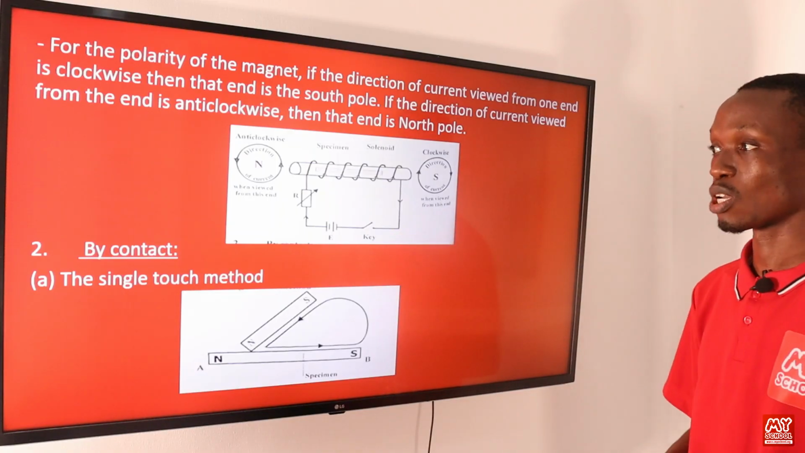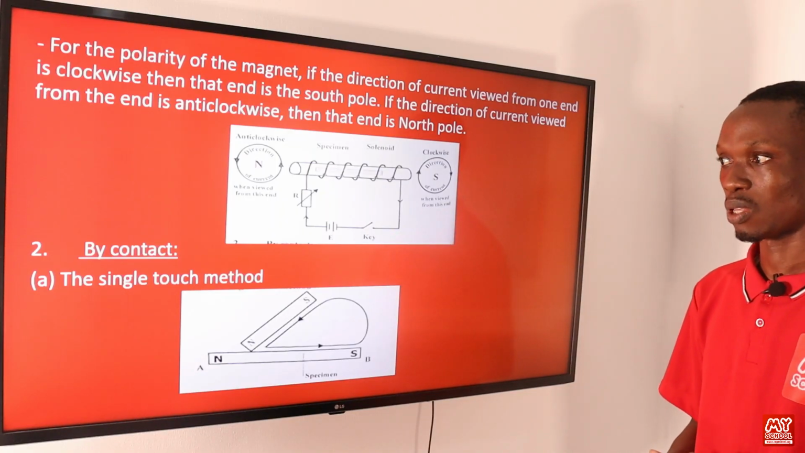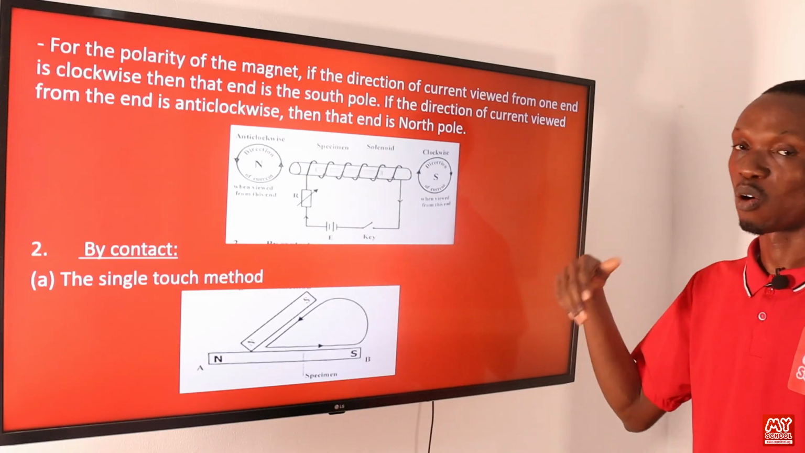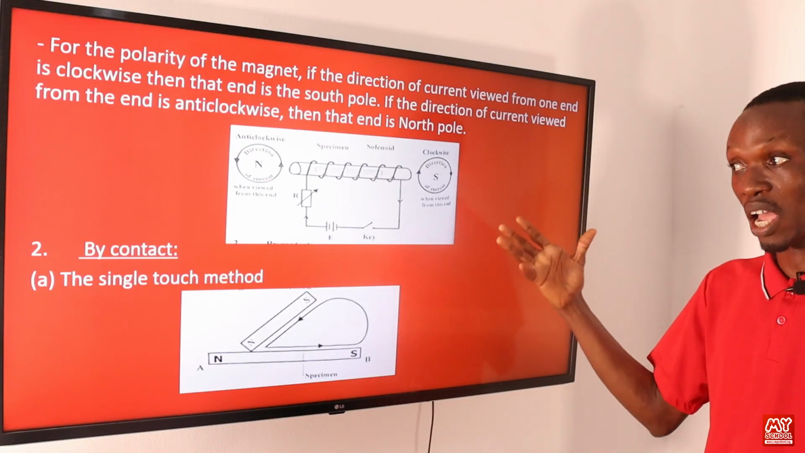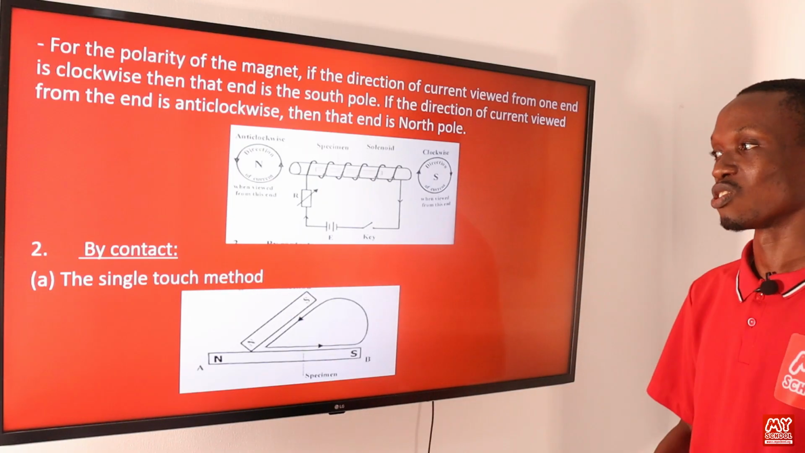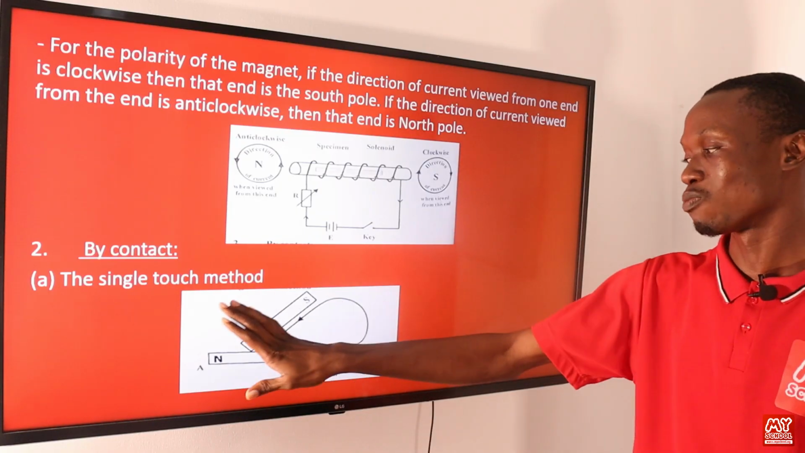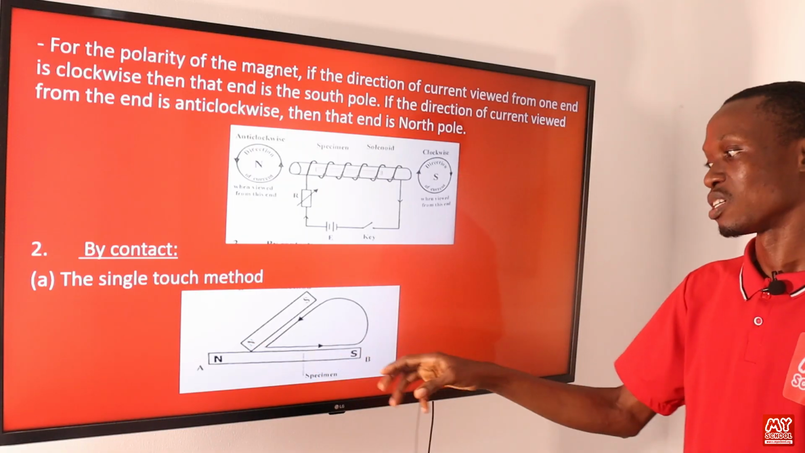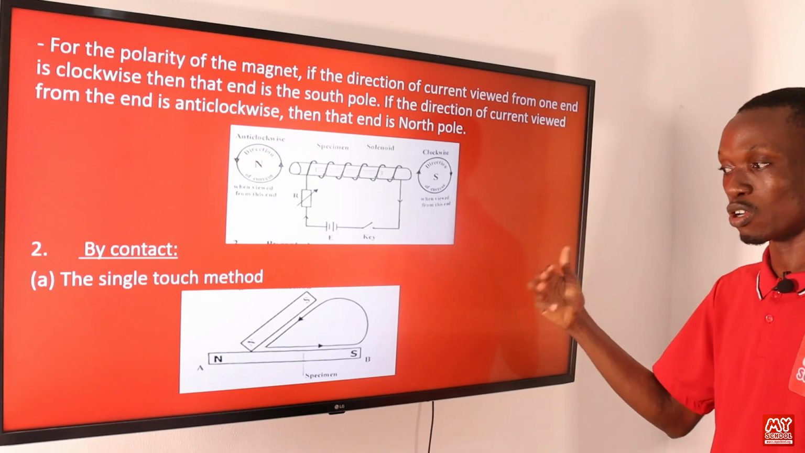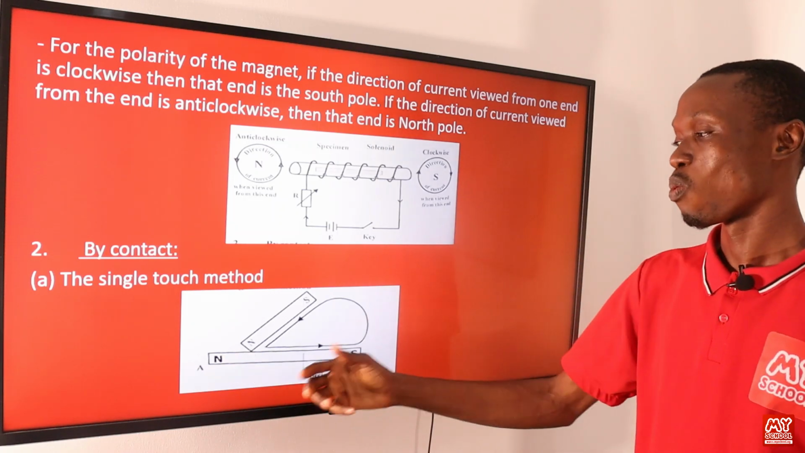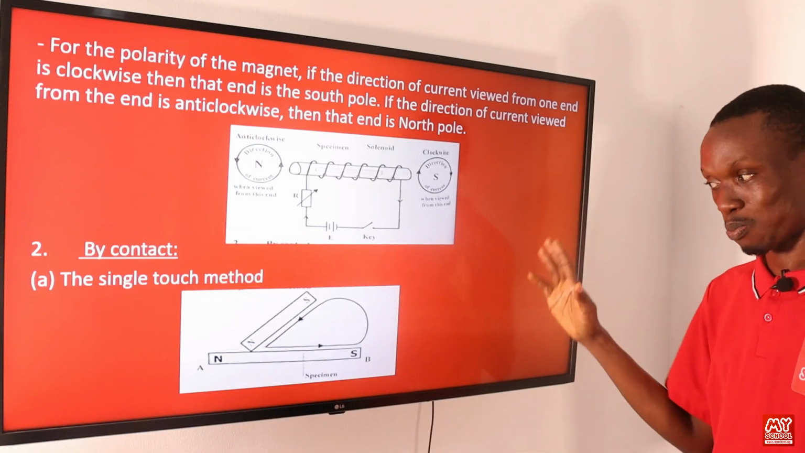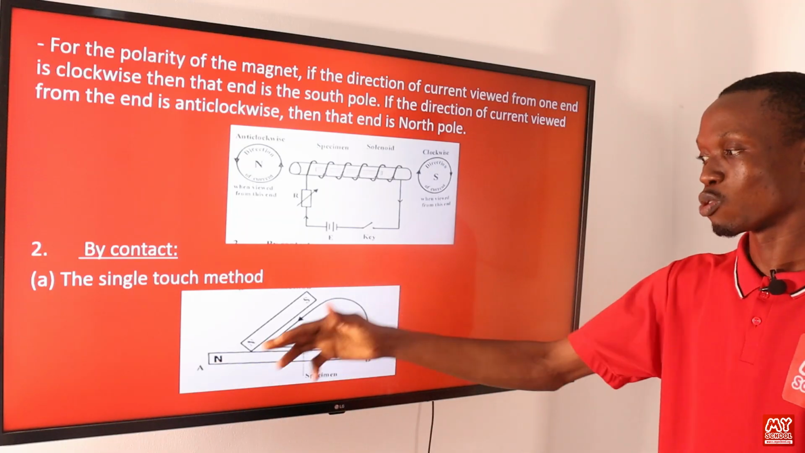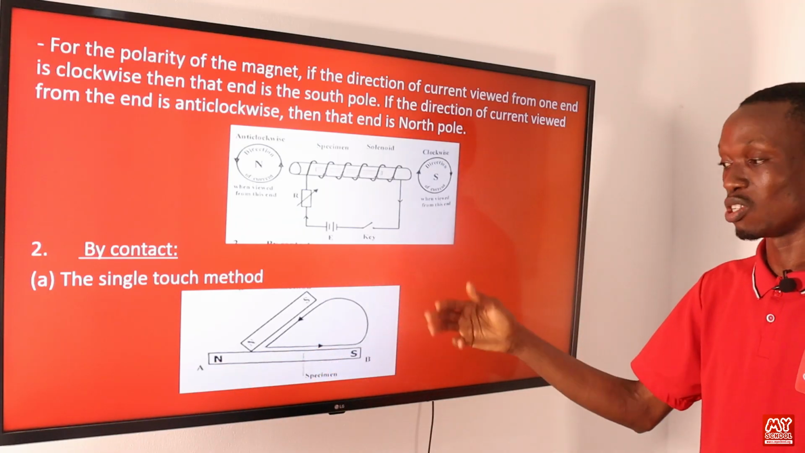Now let's talk about the second method, which is the contact method. It is divided into two: we have the single touch method, then we have the double touch or divided touch method. Let's discuss the single touch method first. This is the diagram of the single touch method. We have a bar magnet that is inclined at a certain angle, and this is the specimen that you want to turn into a magnet. Initially we don't know whether this end is the north or the south pole. On the next slide we are going to discuss how this end became the north pole and this one the south pole.